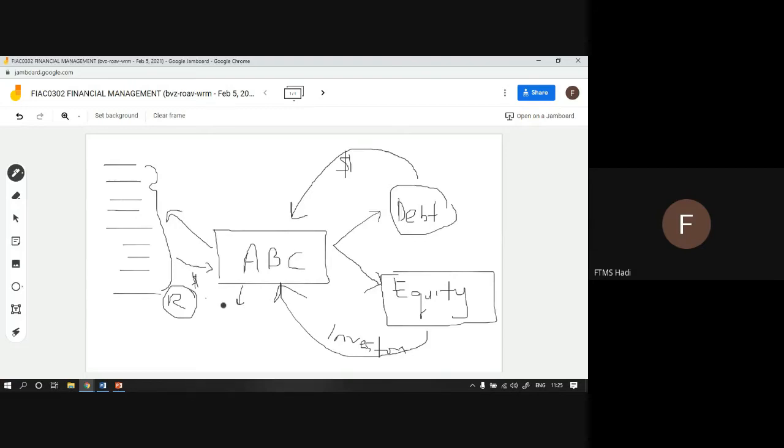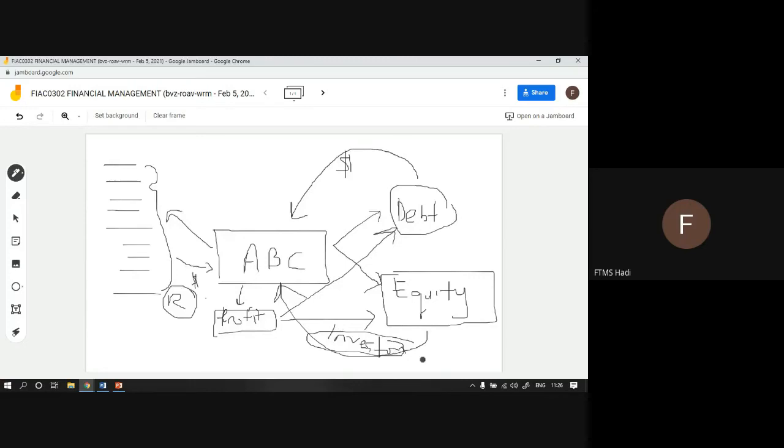With the revenue received from customers, ABC will calculate whether the company generates profit or loss. If company ABC generates profit, they need to distribute it in two ways. They have to pay back the loan, and they need to share the profit among investors. Remember, at first ABC got money from investors, so ABC is owned by investors, not by a manager.